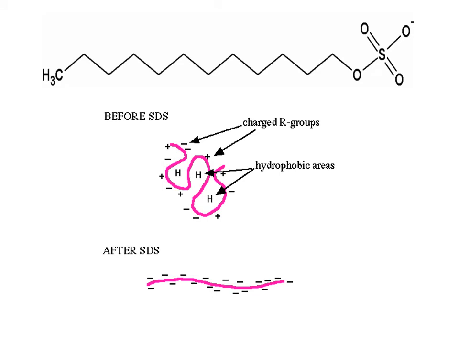Here's what SDS looks like, and here's what a protein looks like before SDS. This is supposed to represent a native protein where it has some charges, some plus and some negative. It also has hydrophobic areas, which are being sequestered from the solvent. But after SDS treatment, the SDS coats the protein uniformly along its length, basically obliterating the native charge of the protein and giving it a uniform negative charge and uniform linear shape.